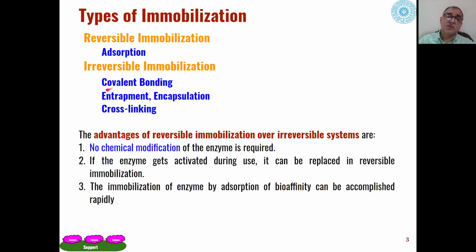Whereas the covalent bonding of the enzyme to the support will lead to irreversible immobilization, because once the chemical bonds have been formed between the enzyme system and the support through some linkers, then we cannot recover back the native enzyme. So covalent bonding, entrapment, encapsulation, and cross-linking, all these types of immobilization reactions come under the category of irreversible immobilization.